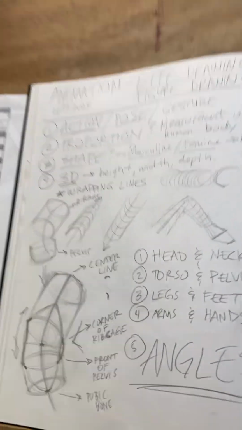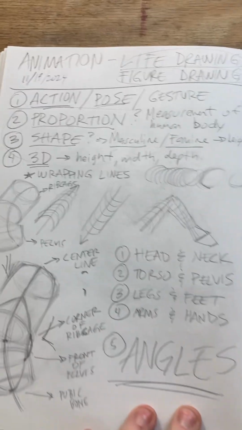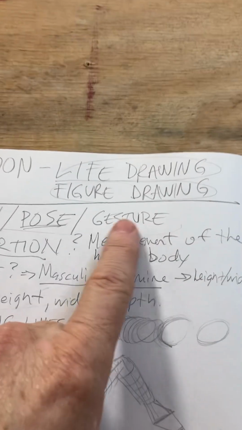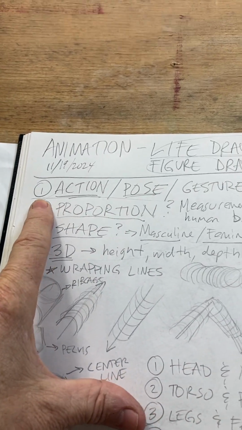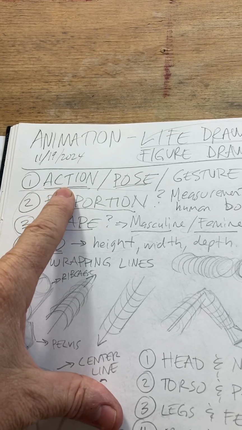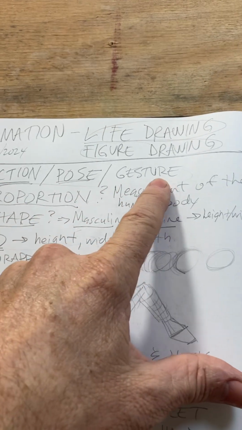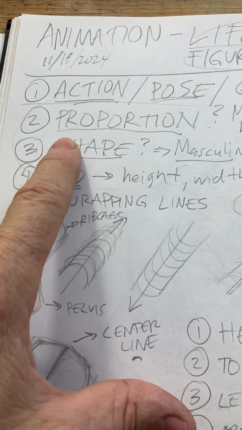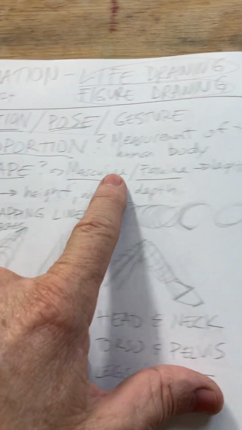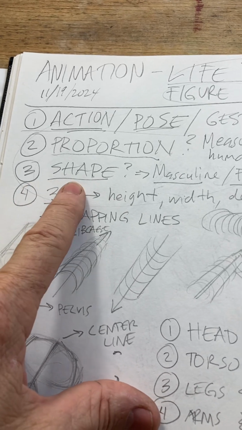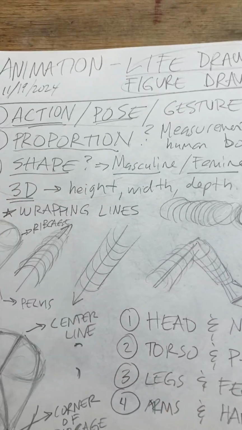Anyways, here's my slides for my animation class. We talk about life drawing, figure drawing. Number 1, what are we trying to do? We're trying to capture the action, the pose. That's what the gesture is. We're trying to capture proportion. What is proportion? It's the measurement of the human body. We're trying to capture shape, the shape of the figure, that certain figure.